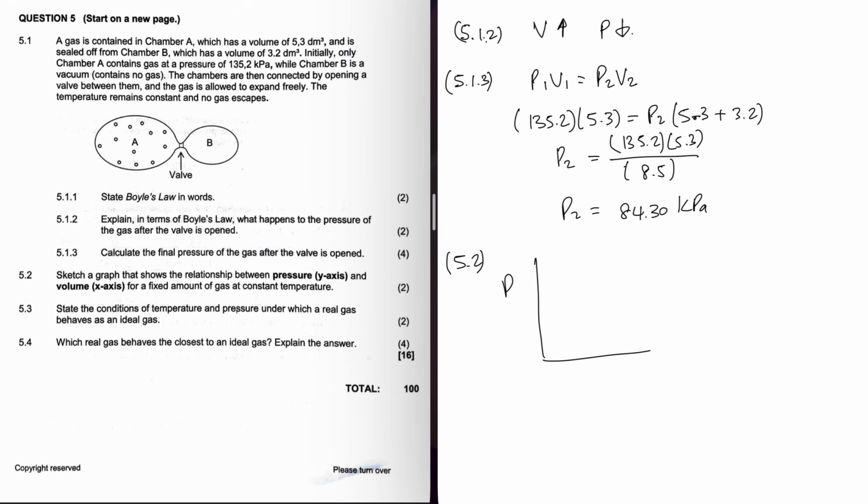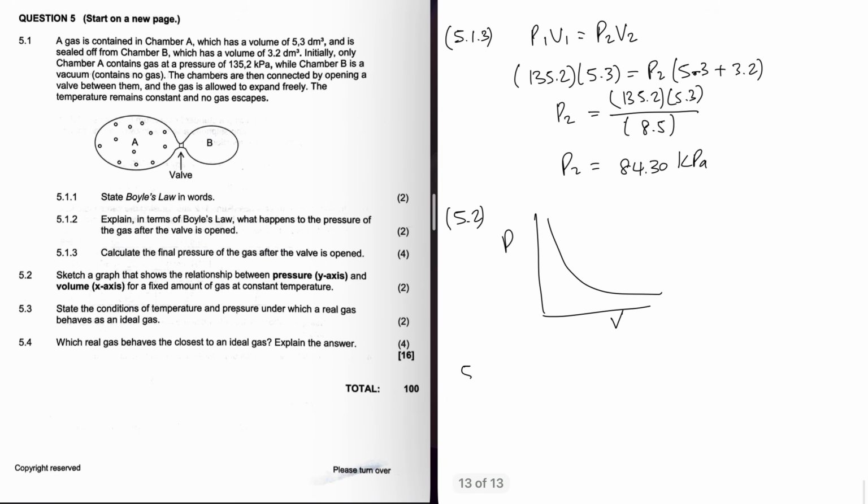Question 5.2, sketch a graph that shows the relationship between pressure and volume. Okay, so pressure and volume, inverse proportionality. Okay, question 5.3, state the conditions of temperature and pressure under which a real gas behaves as an ideal gas. So a real gas will behave as an ideal gas at a low pressure and at a high temperature.